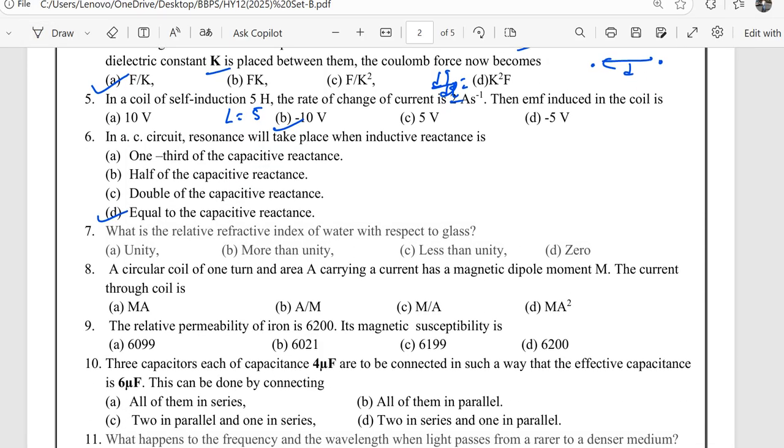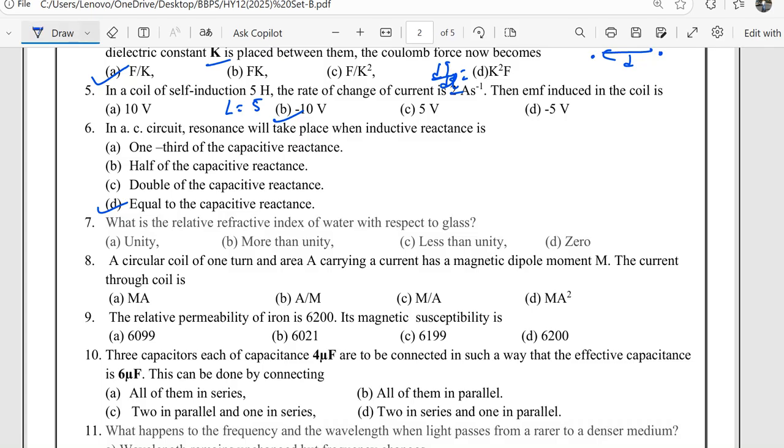Seventh, what is the relative refractive index of water? That is also the same, less than unity. Same means similar to set A. A circular coil of... that is also the same. Option C. This is the same, 6199.